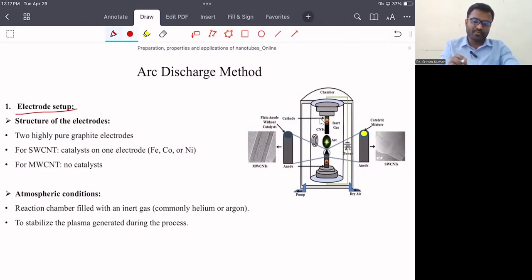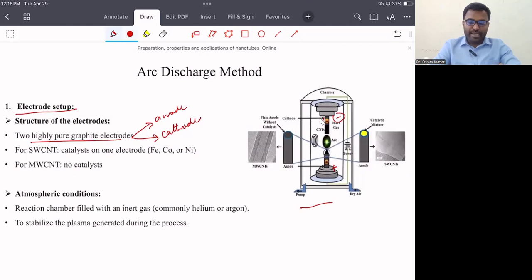In this method, we use two high purity graphite rods. One acts as the anode and the second acts as the cathode. For example, in this diagram, this is the anode material and this is the cathode material, that is the negative charge here.